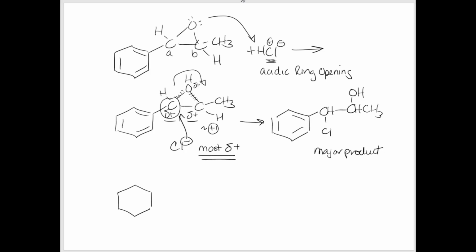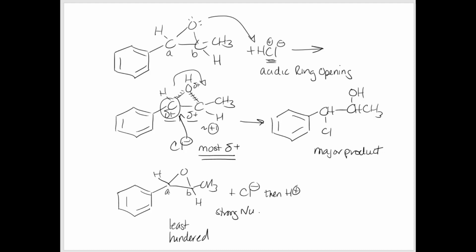Now, if I reverse that, you may say, well, what would happen if I reacted this with, let's say, Cl minus first, then H plus. So this is now strong nucleophile ring opening. Where's the chlorine going to add? To carbon A or B? Well, remember, the chlorine's going to add to the carbon that is least hindered. And you may say in this case, well, they both are secondary carbons, but of a methyl and a benzene ring, which one is more sterically hindered? The benzene ring. So in this case, the chlorine would come in, add to carbon B, and the pair of electrons would move here.